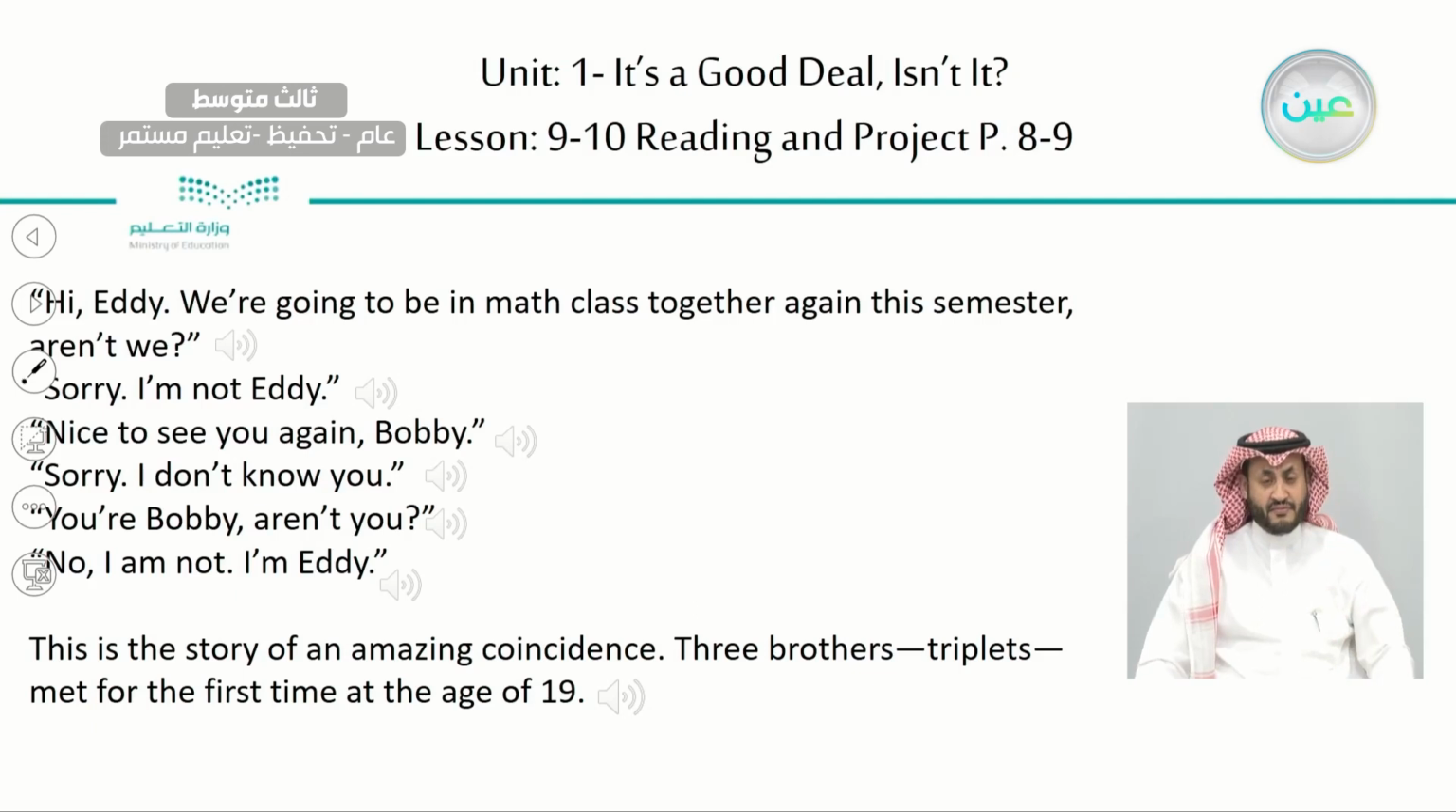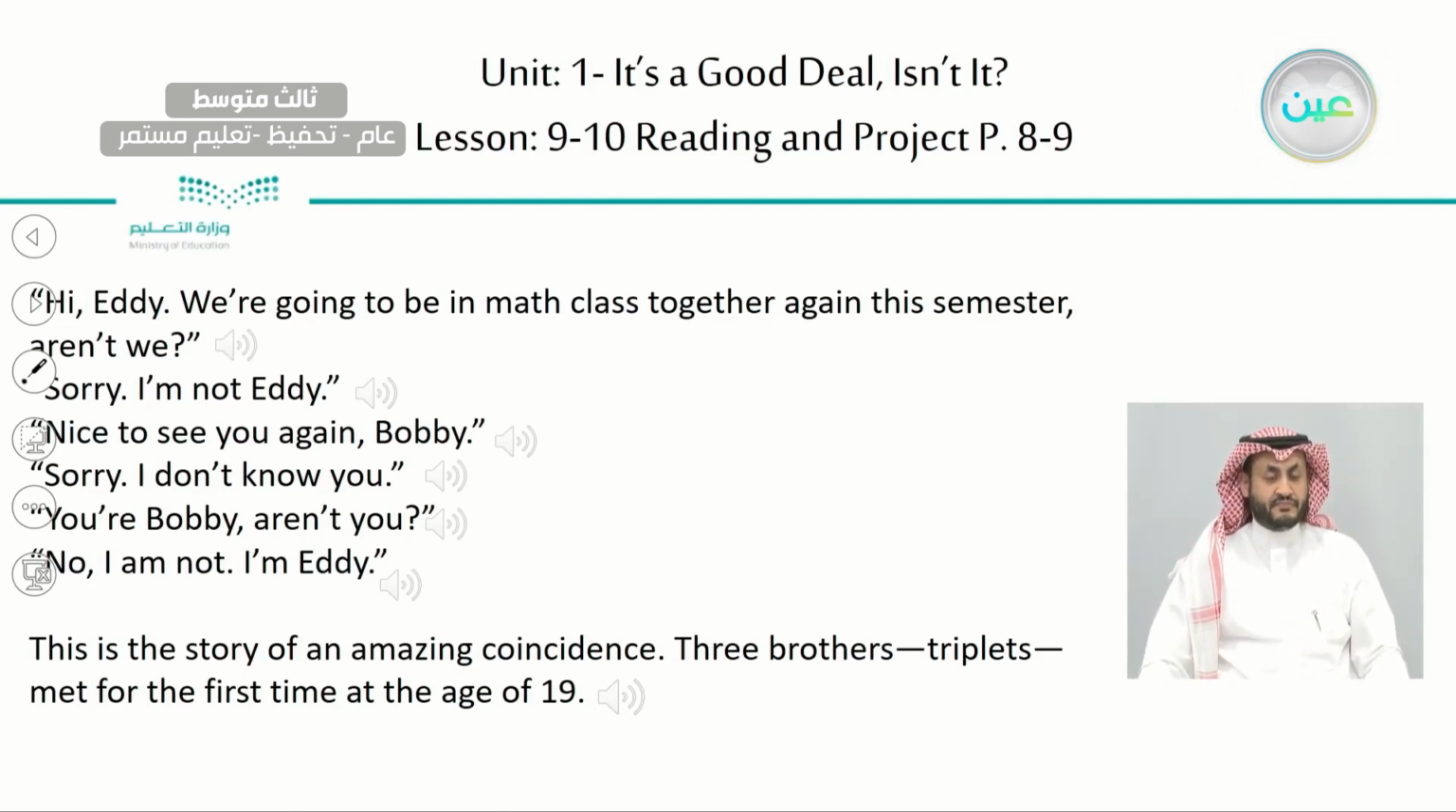Hi, Eddie. We're going to be in math class together again this semester, aren't we? Sorry, I'm not Eddie. Nice to see you again, Bobby. Sorry, I don't know you. You're Bobby, aren't you? No, I am not. I'm Eddie. This is the story of an amazing coincidence. Three brothers, triplets, met for the first time at the age of 19.